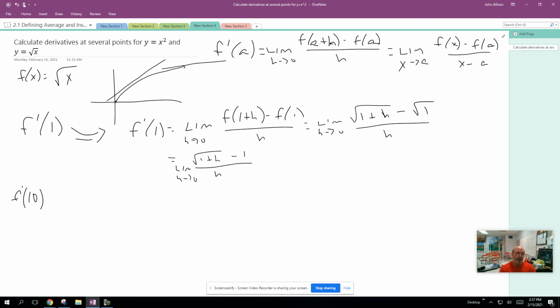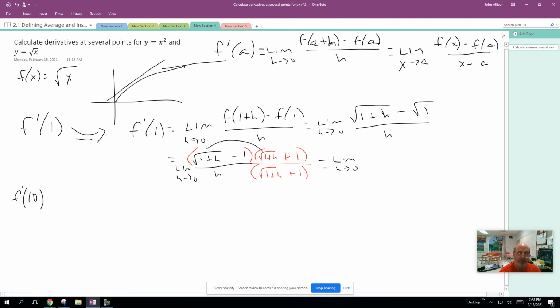Now, the trick here is to rationalize the numerator. You may have rationalized the denominator in the past, but now we're going to rationalize the numerator. To do that, we need to multiply the numerator and denominator by the same thing, the conjugate of the numerator. If we multiply the denominator by that, we have to multiply the numerator by that so that we're really multiplying by 1 and we're not changing the value of anything.